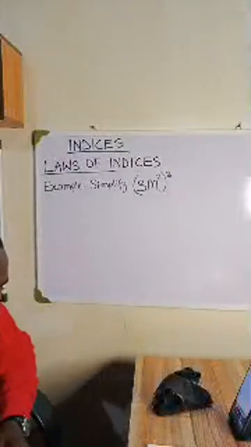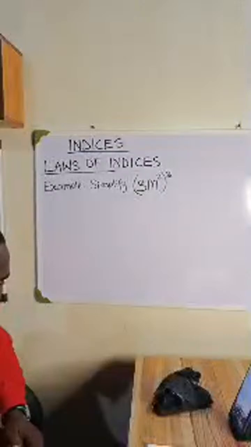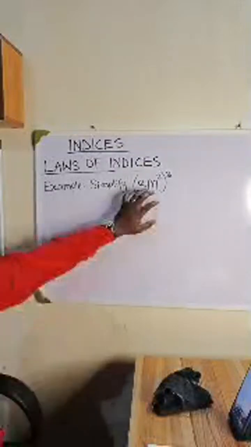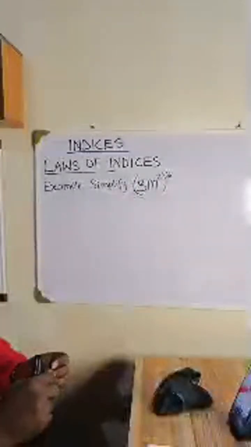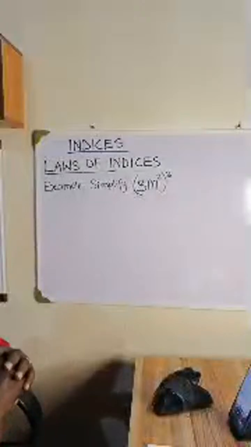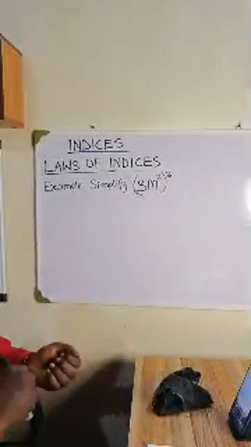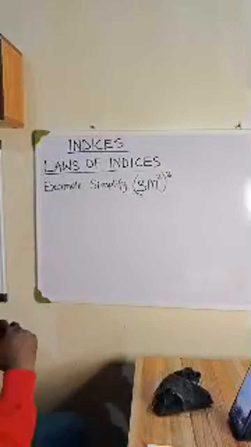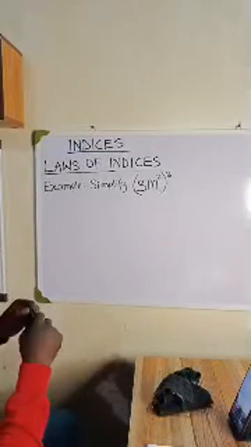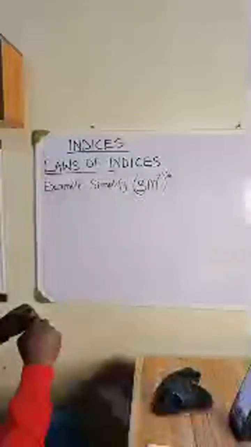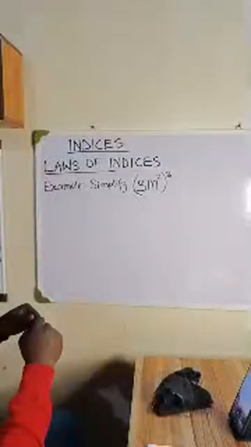Before we go ahead to solve this, can someone tell me the answer? If you know the answer to this, can you tell me the answer before we solve? Twenty-seven m to the power of 6. Einstein is doing a good job.